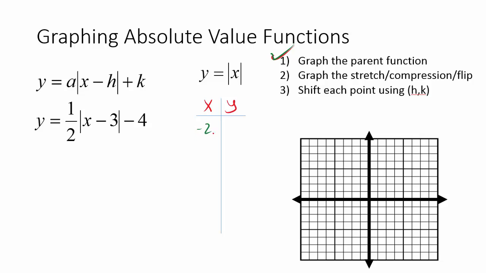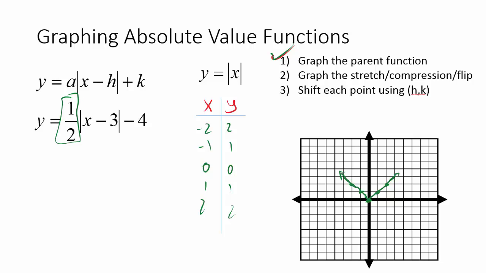Again, I've got -2, -1, 0, 1, 2, and this will give me 2, 1, 0, 1, 2. And if I graph this, again, you should be very good with this by now. Graphing the parent function should just look like a nice little V shape starting at the origin. Now from here, we're going to take the parent, and we're going to have to change each of these numbers because I have a 1/2 in front.